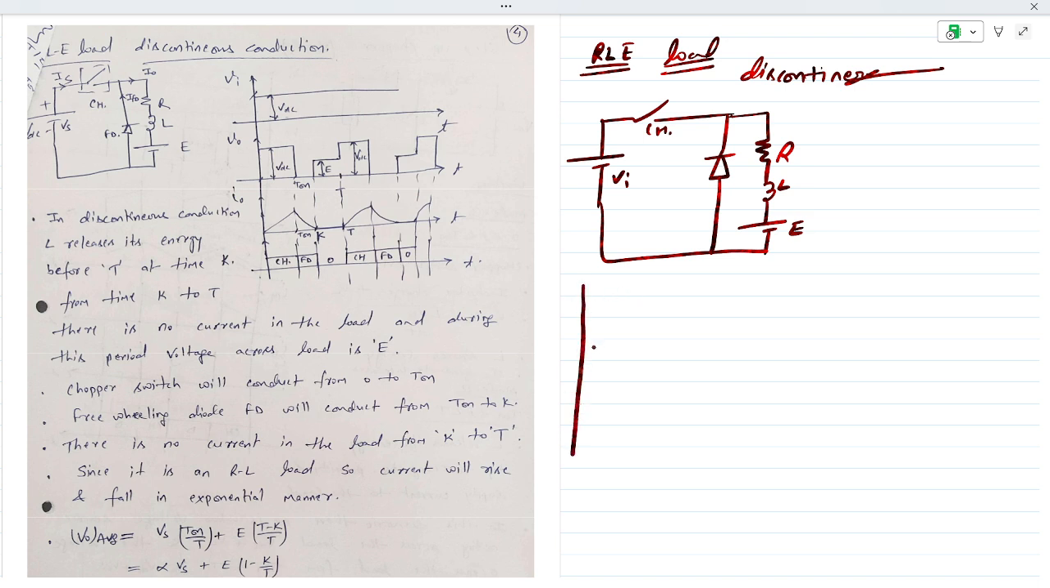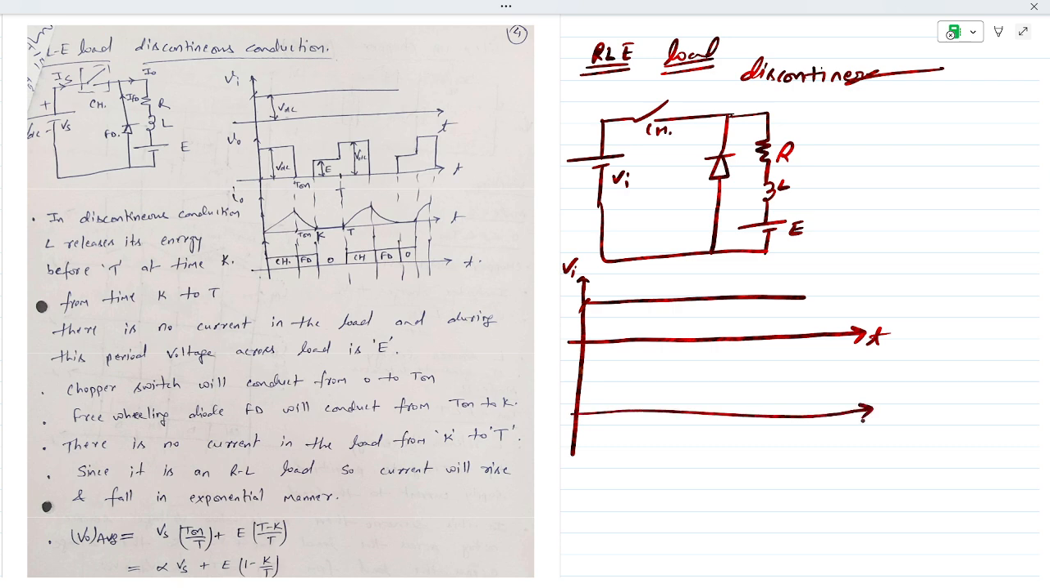So, let us draw all the waveforms here. Let's say with respect to time, this is the input voltage. This is the constant DC voltage, and say here we are drawing the output voltage. So let's say this is 0, this is T on, and this is T off, and in this way it is going on. And from here to here it is T. So what will happen from 0 to T on? The switch is on, and all the input voltage is appearing across the output voltage.